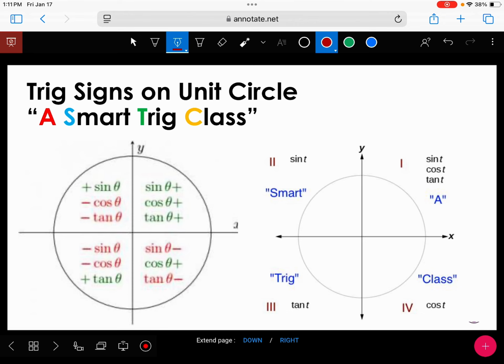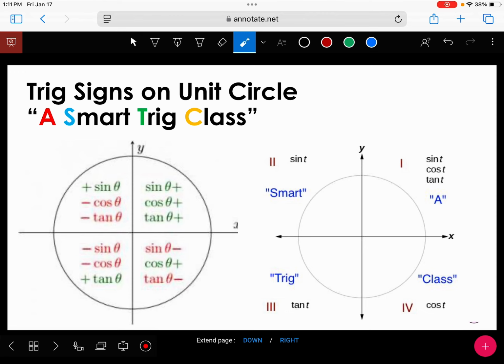So in this quadrant, everything is positive, right? So if you have a highlighter, you might want to highlight the ones that are positive. Highlight all three. That's what the A stands for. Everything is positive. But over here, only sine is positive.